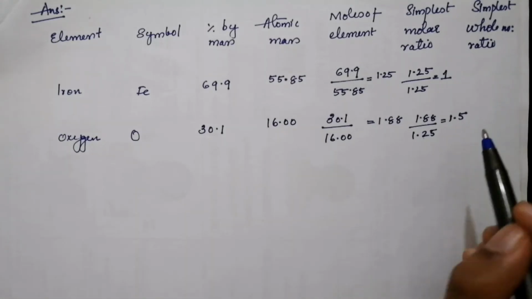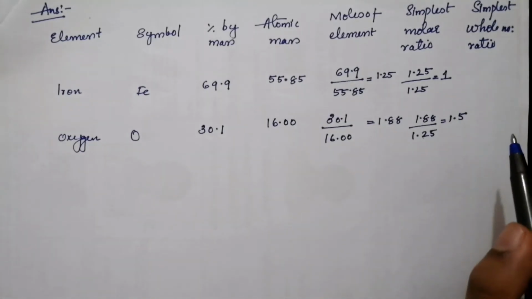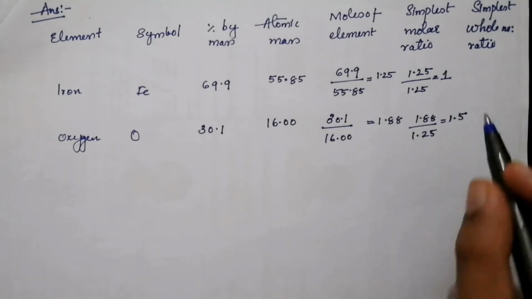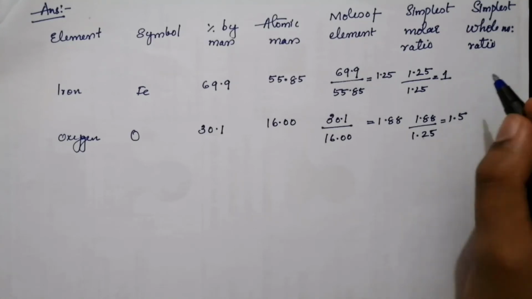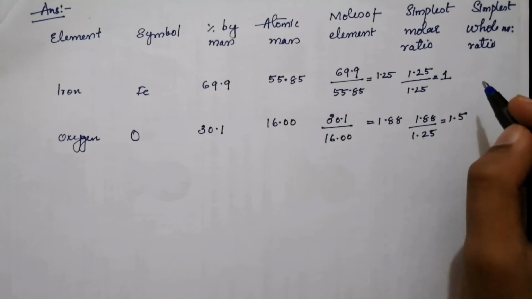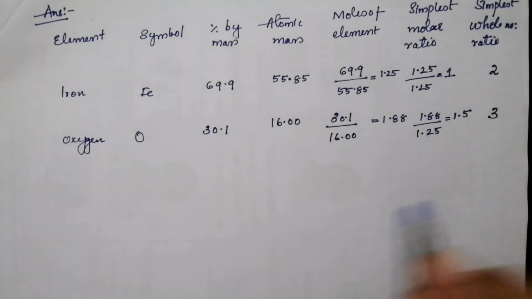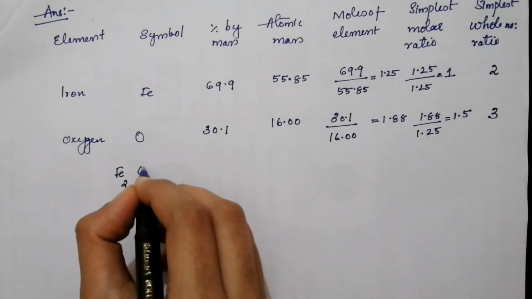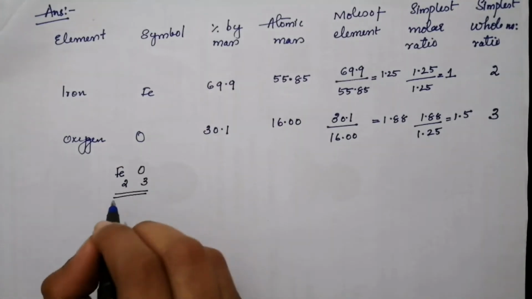So when we multiply one of the atoms, that is oxygen's molar ratio, with 2 to make it a whole number, we have to do the same with the other element. So to convert this molar ratio into the simplest whole number ratio, we multiply both 1 and 1.5 with 2. So this will become 2 and this will become 3. So we get the empirical formula as Fe, there are 2 atoms, and oxygen, there are 3 atoms, as Fe2O3. So this is the empirical formula.